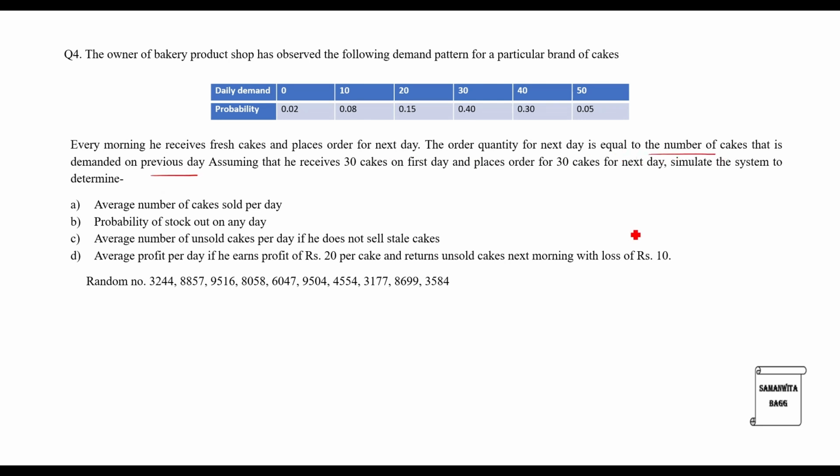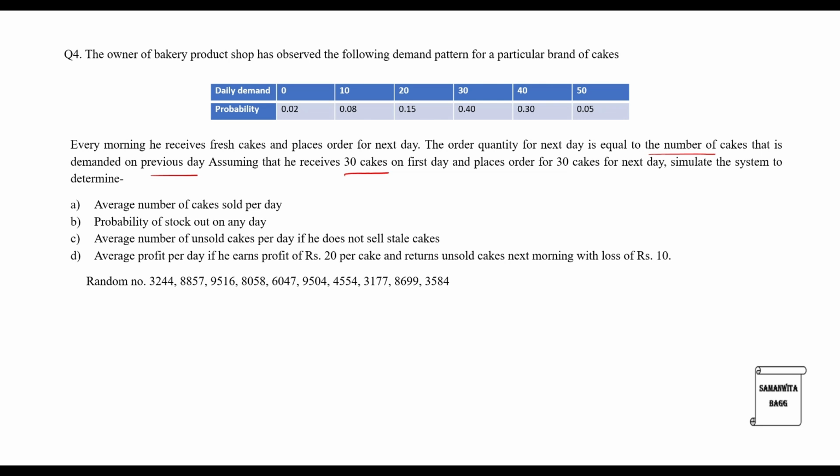Please be careful while making the second table. It is going to help you decide on the number of cakes that you will have available for the next day. Assuming that he receives 30 cakes on the first day and places an order for 30 cakes for the next day. So this is the starting value given to us.